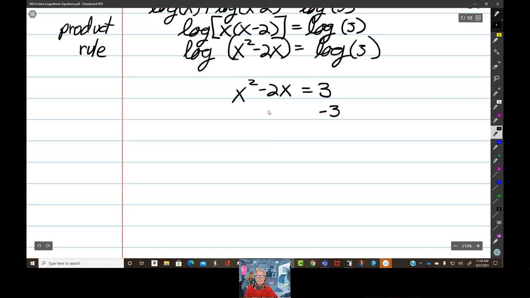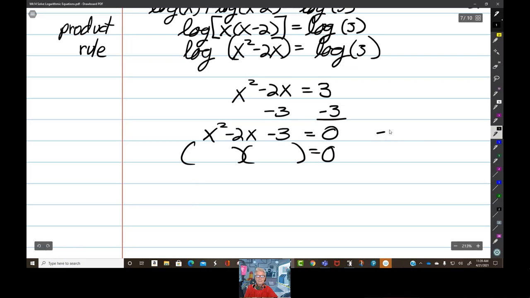Now I subtract 3 from both sides, so I'll get a 0 over there. X squared minus 2x minus 3. I'm just checking this out. Negative 3 factors into 1 times negative 3, or negative 1 times positive 3, but 1 plus negative 3 equals negative 2, which is right there. So this is the combination we're looking for.